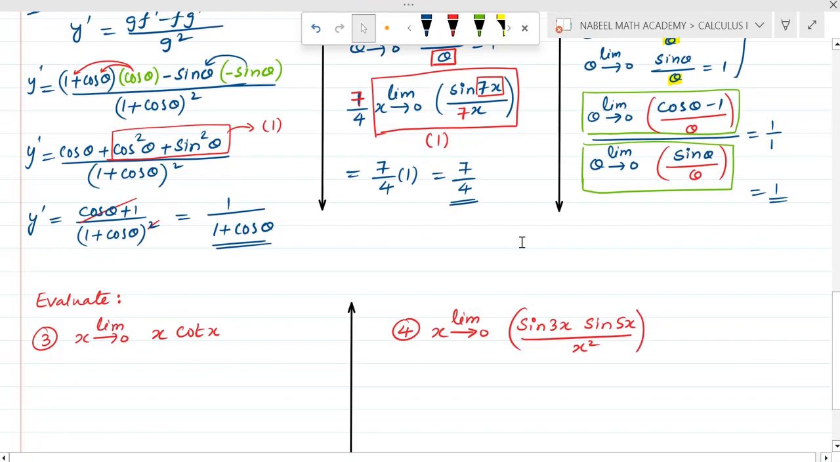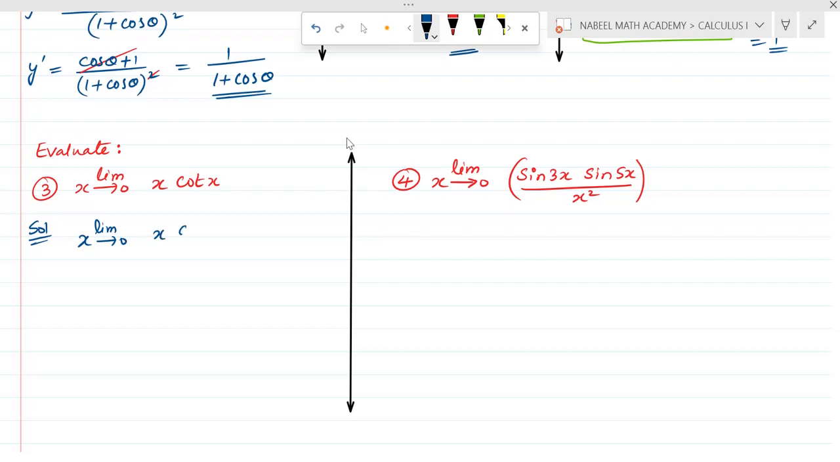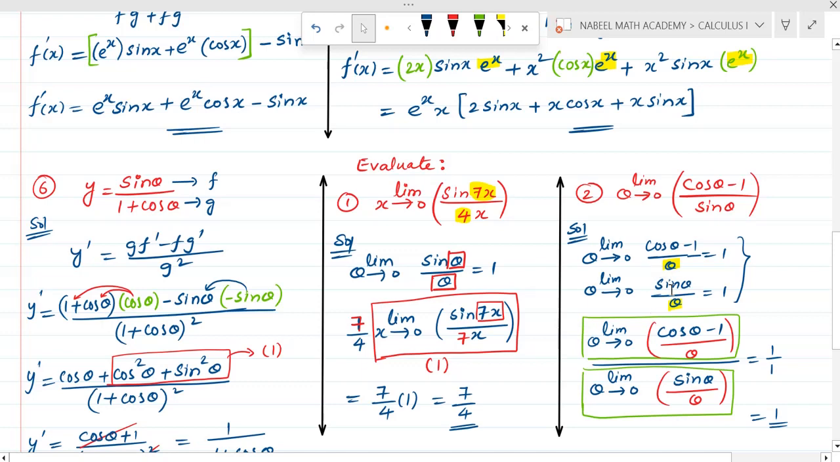Now the next one here, it is cotan x. So what is the cotan x here? Limit as x approaches 0 of x cotan x. Cotan means what? It is cosine over sine. So we cannot use the cosine theta rule. I can use only this rule.